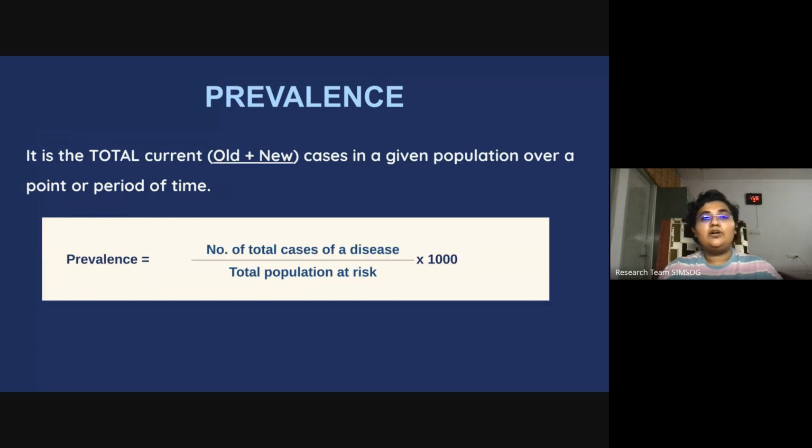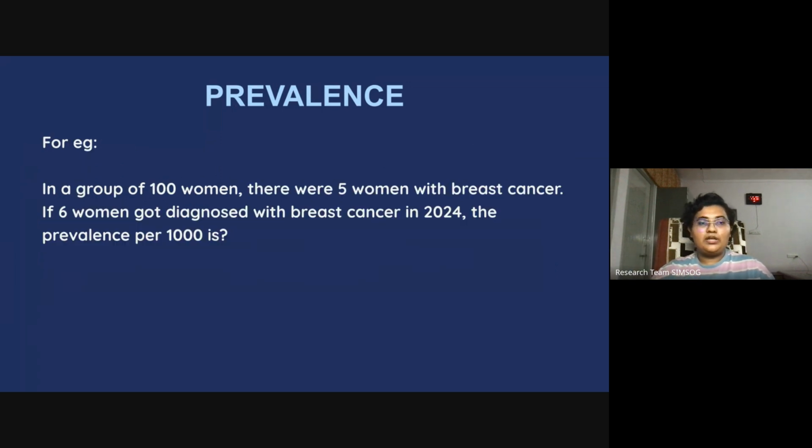Now, let us talk about prevalence. Prevalence is the total number of cases in a population, that is, old cases and new cases in a given period of time. So prevalence is the number of total cases of a disease upon the total population at risk into 1,000. Prevalence can be of two types: period prevalence and point prevalence.